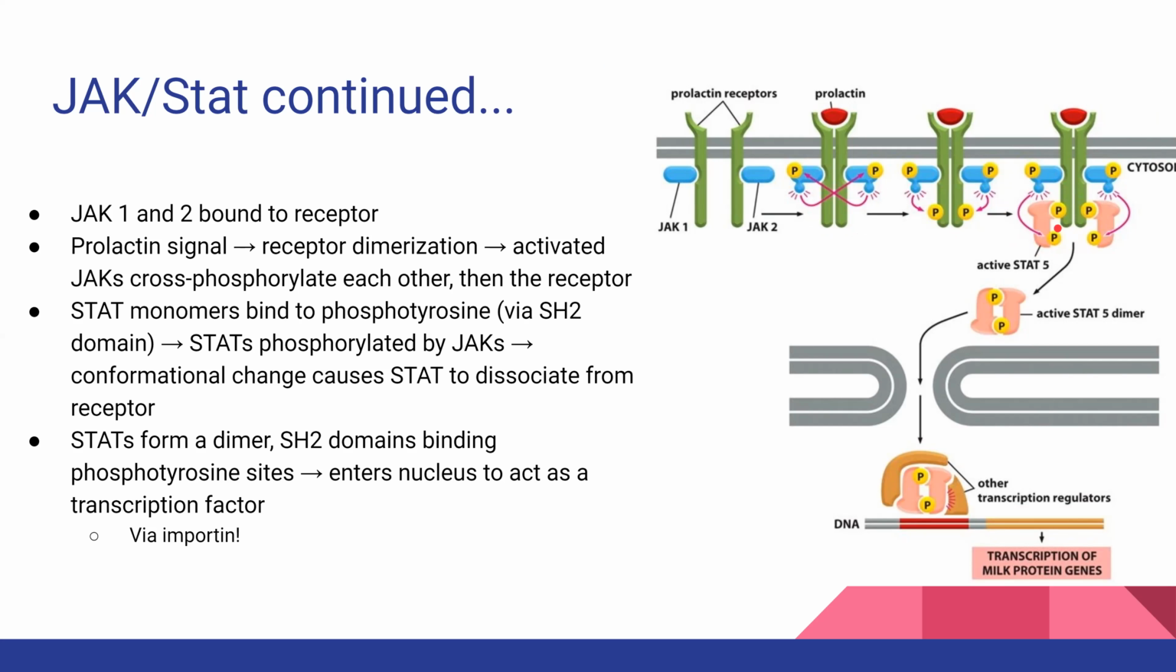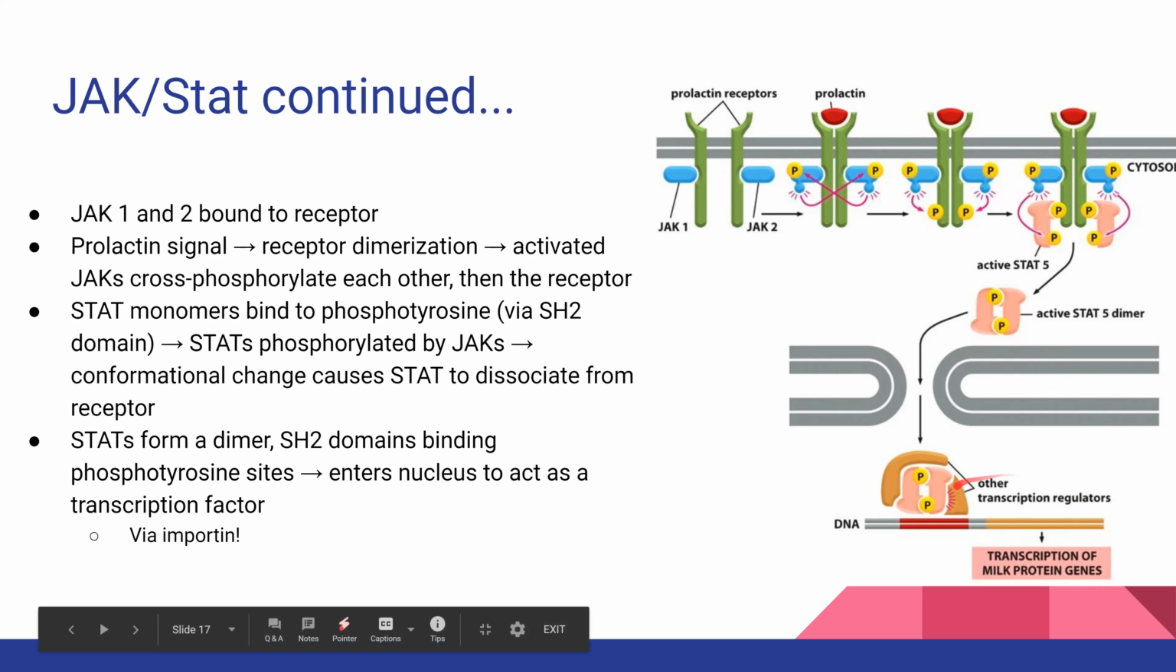And when that happens, the two STAT5s will dissociate from the receptor, and then they'll dimerize with each other. Then the complex is allowed to enter the nucleus with some other transcription regulators, and then it can start transcription of milk protein genes. So that's pretty much it. It's pretty straightforward.